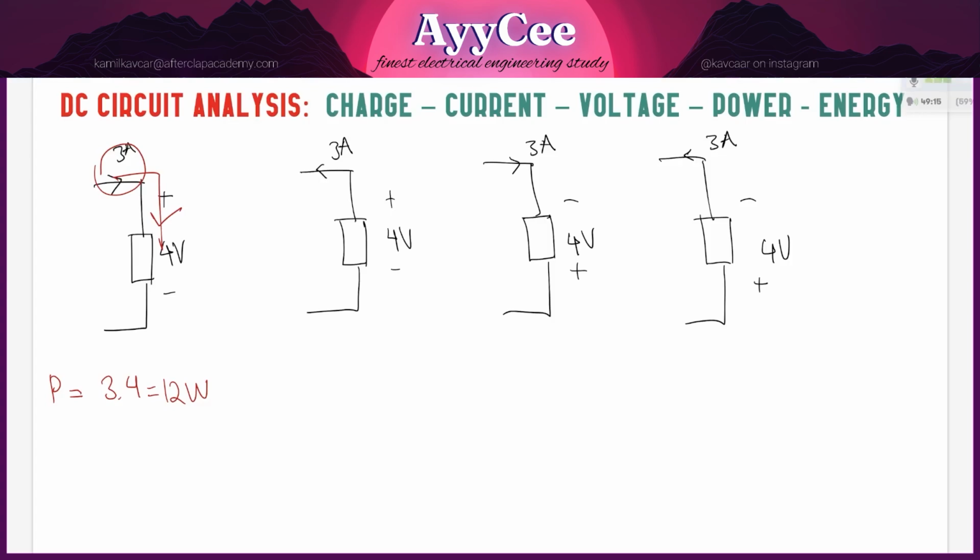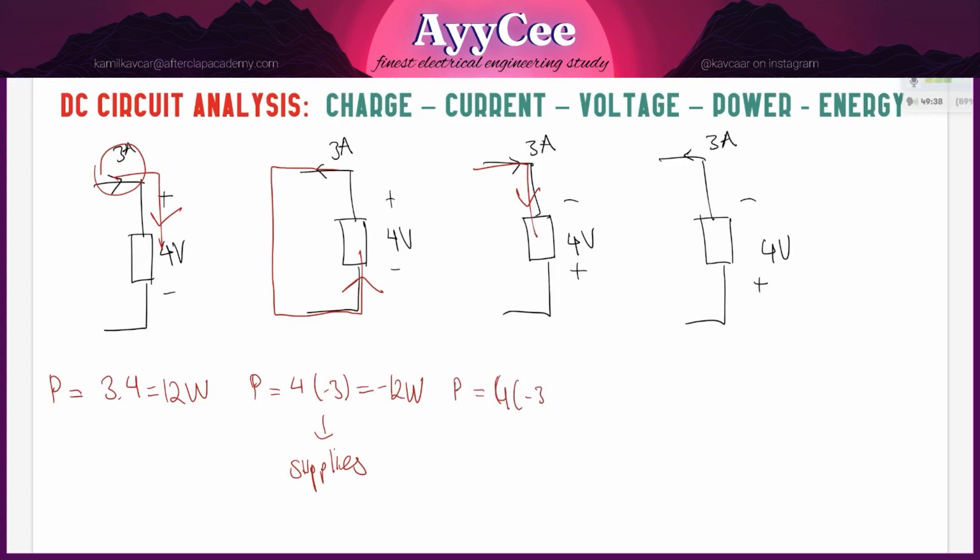But in here, as you can see, follow the path. It enters from the negative terminal. So that means power is going to be equal to 4 times minus 3, which is minus 12 watts. And that means this particular element supplies the power, which is very nice. And then here, current enters again from the negative terminal. That means power is going to be 4 times minus 3, and again it is minus 12 watts, meaning that again this particular element supplies the power.